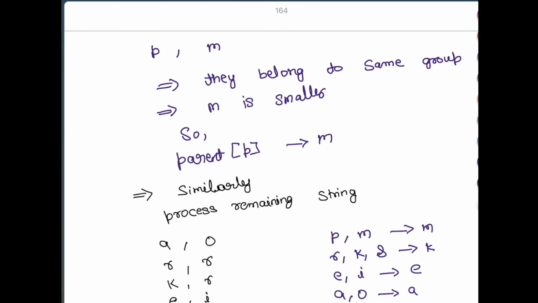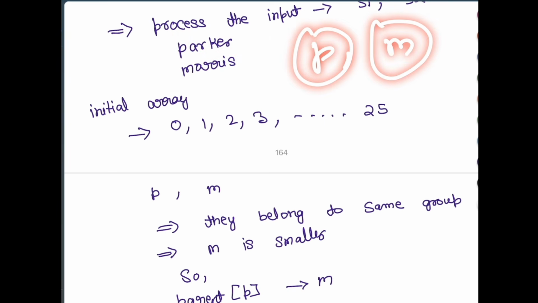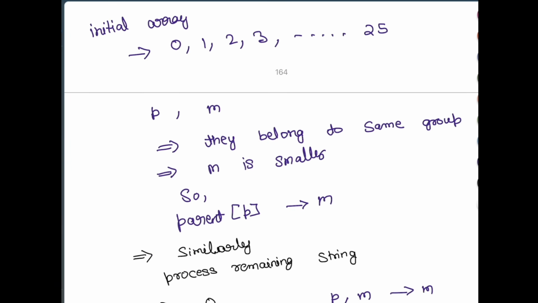Now let us say P and M, that's at index number 0, right? We have the input Parker and Morris. At index 0 we have P and M. Now the thing is P and M belong to separate groups. We need to form a group in which the elements will be P and M, right? How can we do it? The thing is they belong to the same group and M is smaller. So basically we want that for P, the parent or the leader is going to be M.